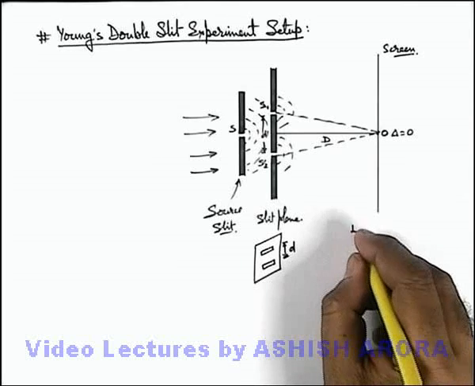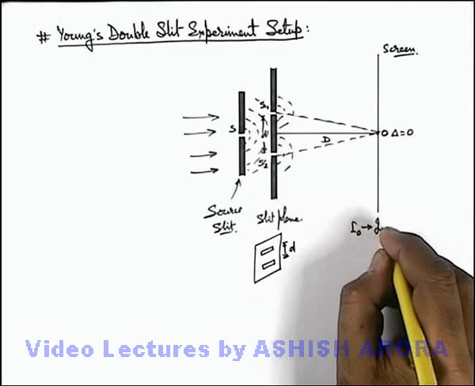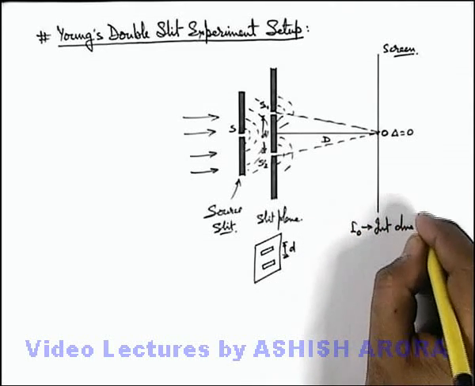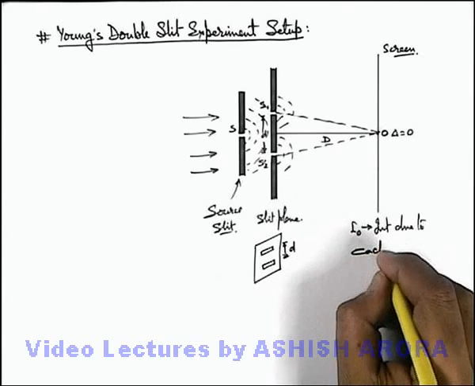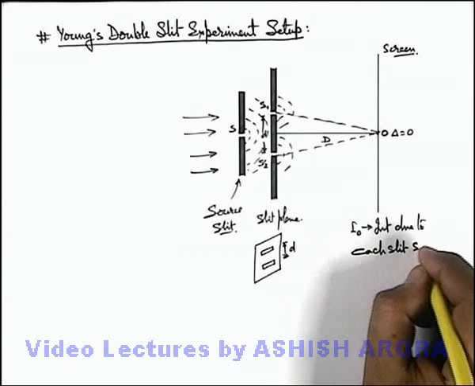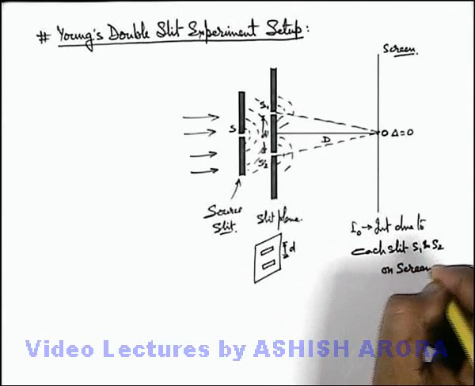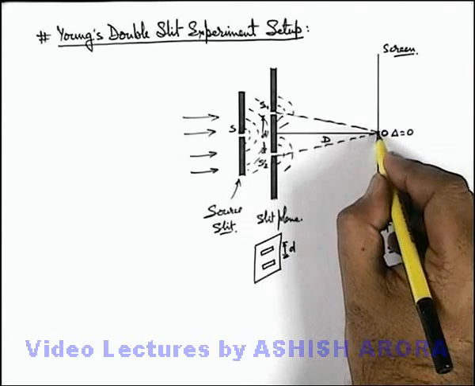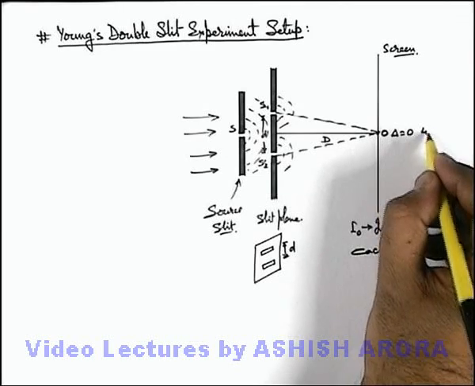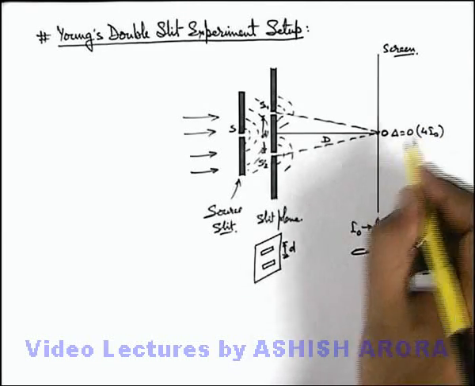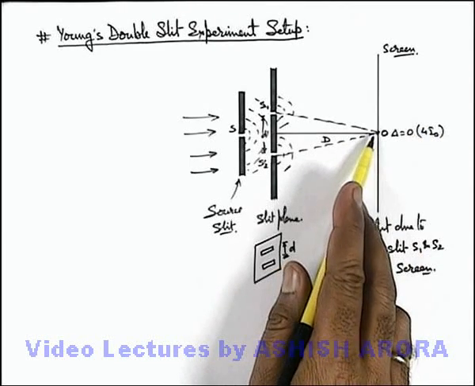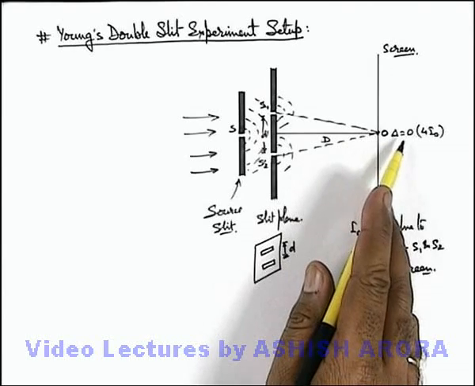If we consider I0 as the intensity due to each slit, S1 and S2, on the screen, then at the center of the screen the resulting intensity will be 4I0 because constructive interference is taking place due to 0 path difference.